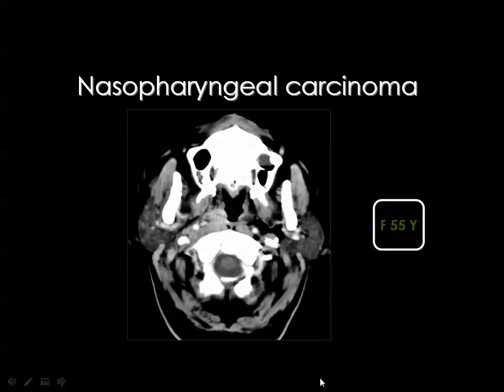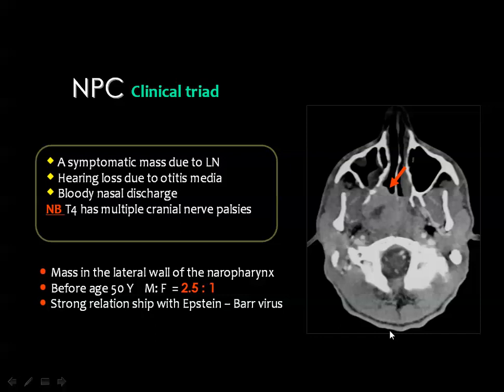Then if you look carefully here and you see a mass, there is an enhancing soft tissue mass here which is located medial to the parapharyngeal fat. Then you know that this mass is carcinoma. Then locate the site of the carcinoma, whether it is in the nasopharynx or in the oropharynx, according to the anatomic details as we have mentioned.